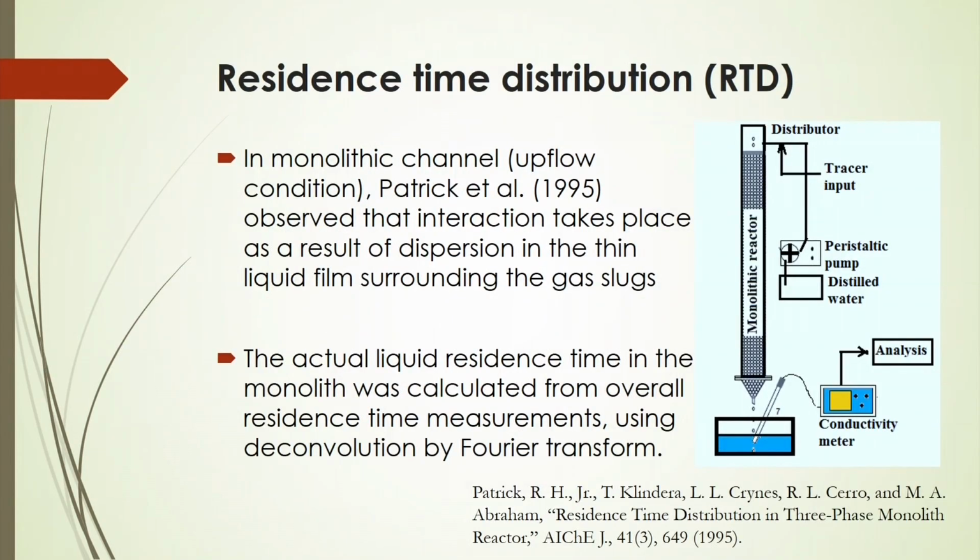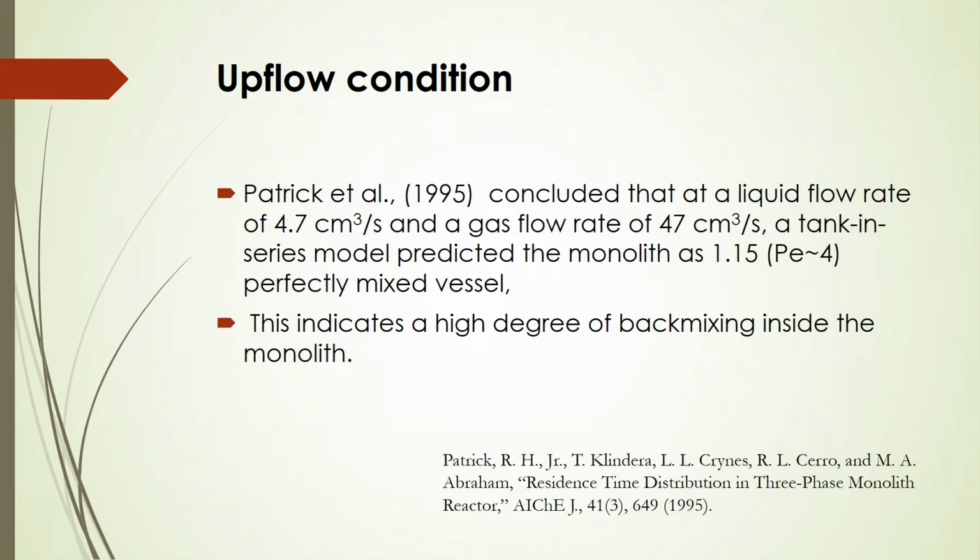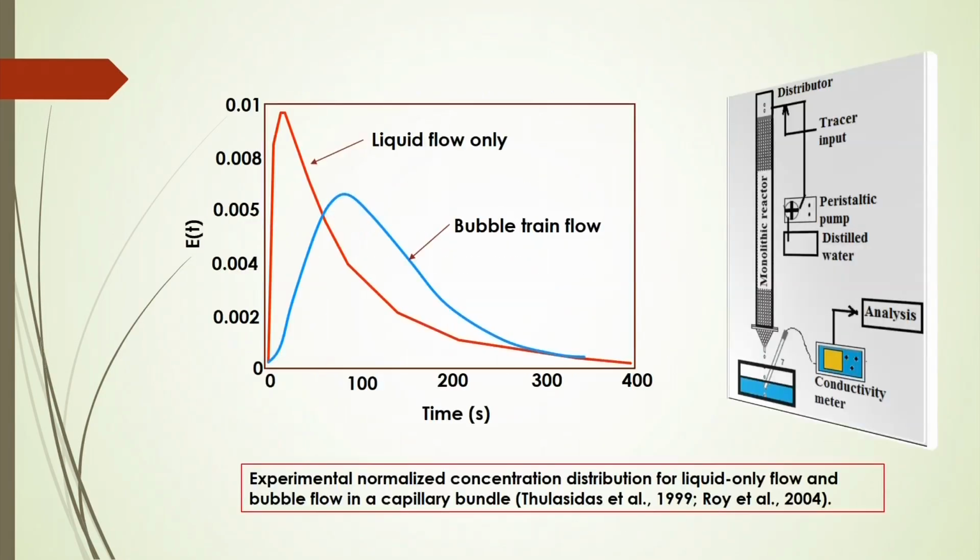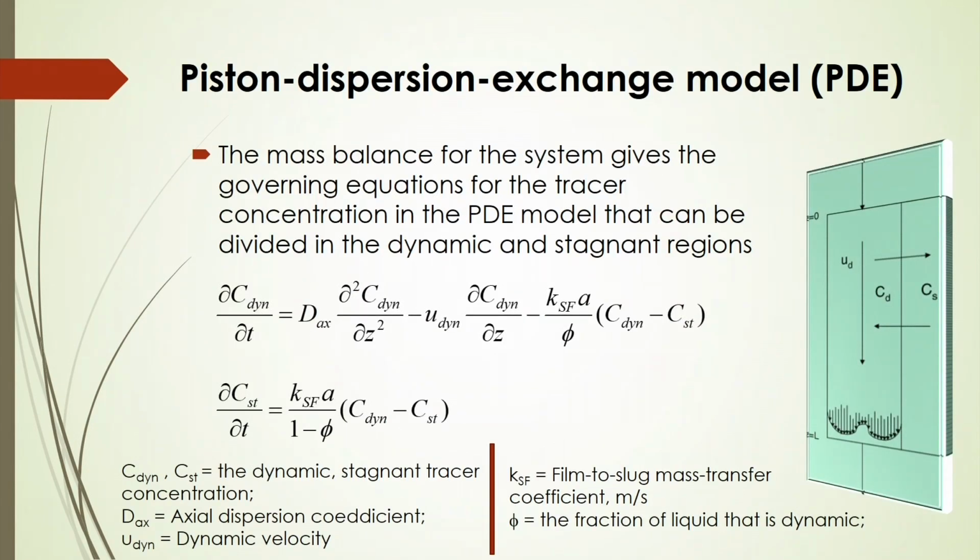That can be obtained by the residence time distribution method using tracer techniques: inserting some tracer, collecting samples, and analyzing the tracer with respect to time, then fitting that concentration versus time data with models of this type. You first have to draw the E(t), that is, the concentration versus time data, from which you can calculate the parameter for the mixing characteristics, the axial dispersion coefficient, just by fitting this piston dispersion exchange model.